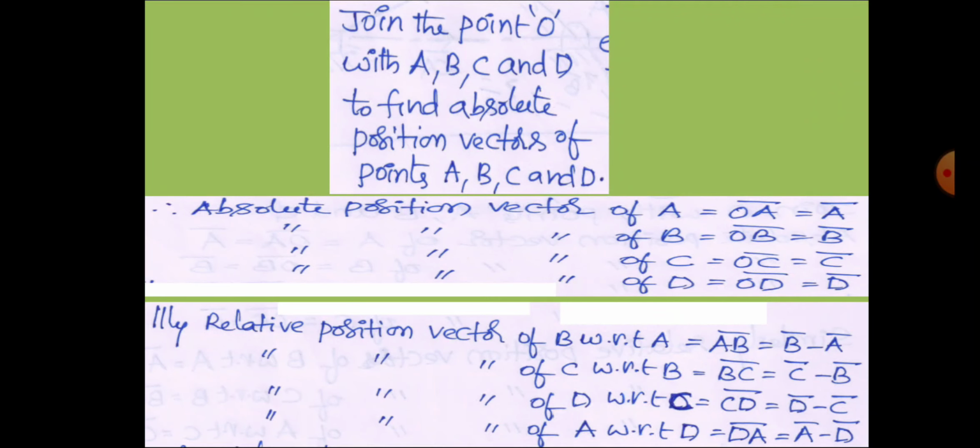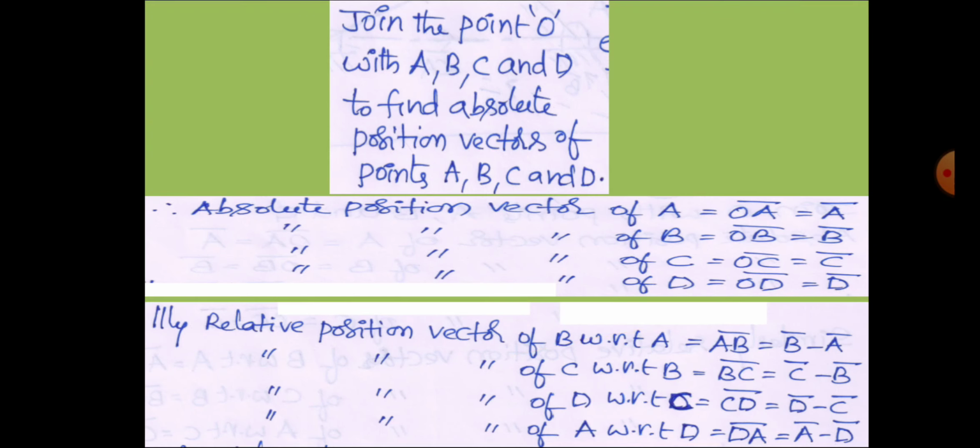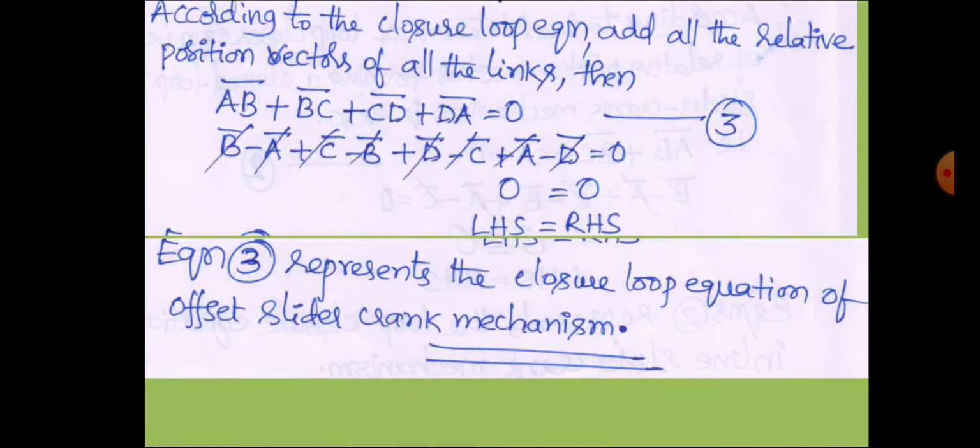We have to first join the origin with all the points. So here I am getting 4 points: O to A, O to B, O to C, O to D, because it is an offset. So the absolute position vectors are A bar, B bar, C bar, D bar of all the 4 points A, B, C, D. But for inline there are only 3, A, B, C, because the slider and the end of the crank both are on the same line of stroke.